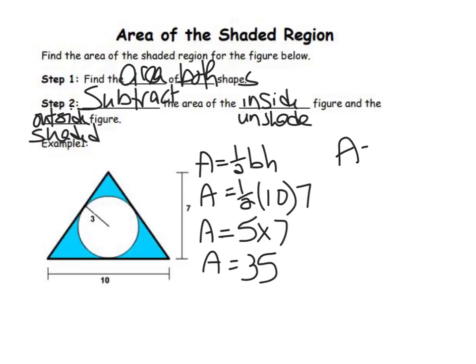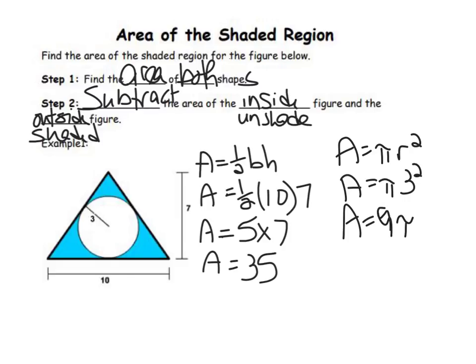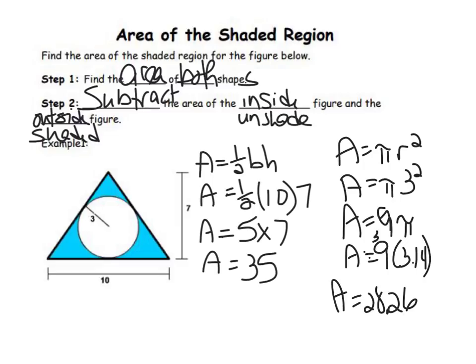So area is equal to pi radius squared. Radius squared would be 3 squared. That means 3 times 3, which is 9 pi. And 9 times 3.14 is 28.26.